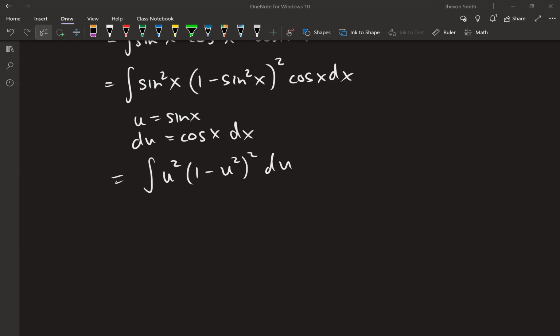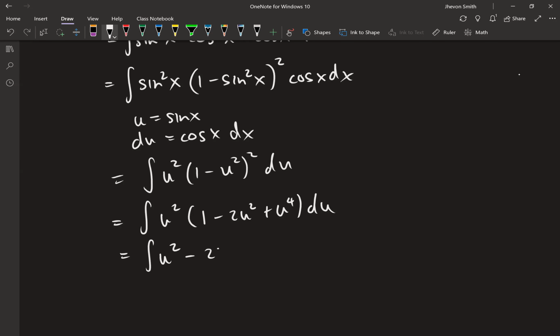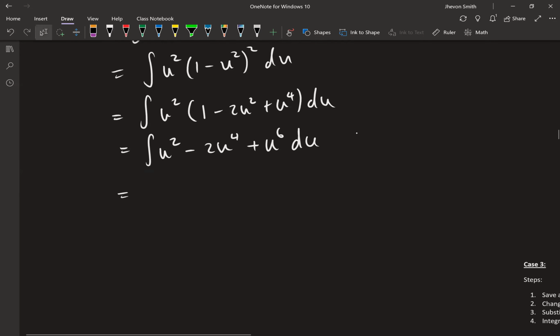This is simplified to be able to use a basic rule, which goes with Abdullah's suggestion: just distribute, right? I can expand this. This is 1 minus 2u squared plus u to the fourth, and then distribute: u squared minus 2u to the fourth plus u to the sixth. So I rewrote it so that I can use the power rule. So that's u cubed over 3 minus 2 fifths u to the fifth plus u to the 7 over 7. And in this case, our u was sine.